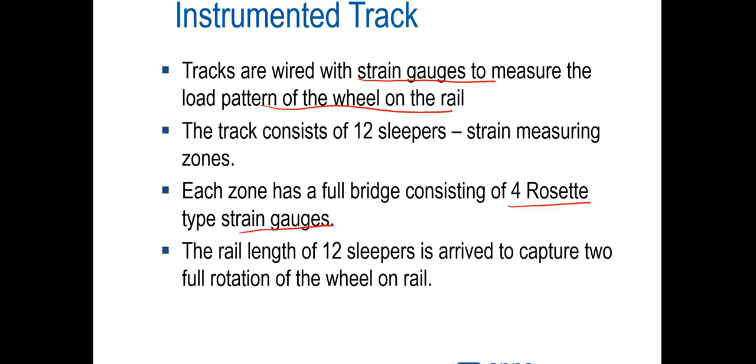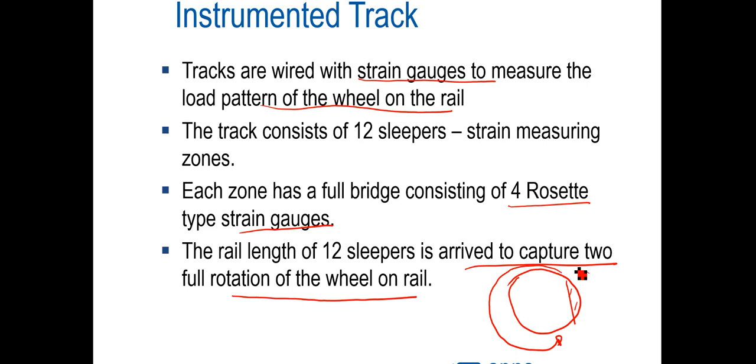And this rail length of 12 sleepers, how do we arrive at it? The way we arrive at it is that we want to capture 2 full rotations of a wheel on the rail. It's only when we capture the full rotation that we would know that there is a flat. Because if we don't capture the full rotation, it's possible that this is the wheel. Here there is a flat, and you might capture the rotation from here to here and miss out on this part and think that the wheel is perfectly okay. So that's why it's very important to capture the full rotation.